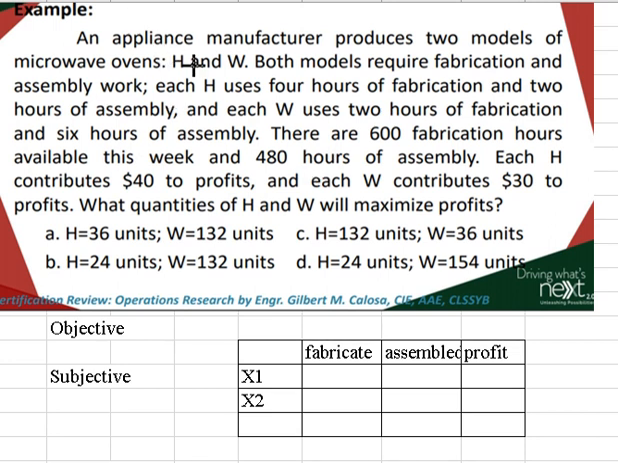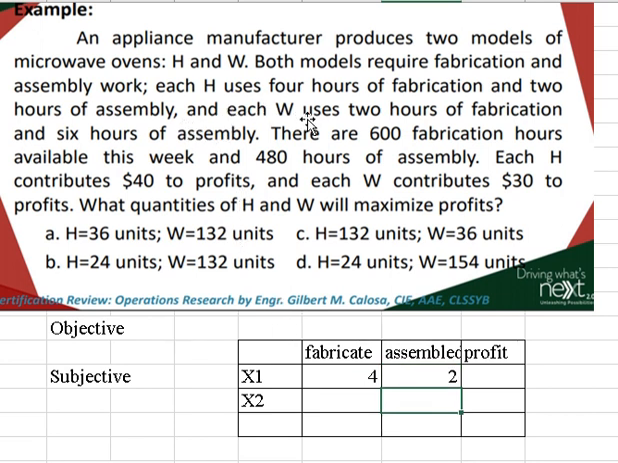For this example, may dalawa daw appliances. Ang isa daw appliance manufacturer ay nagpo-produce ng dalawang model ng microwave. Si microwave H, si microwave W. Parehas daw silang pinafabricate at ina-assemble, sabi niya. Para daw magawa si microwave H, kailangan daw ng 4 hours of fabrication and 2 hours of assembly. Let's type it on the table. Kailangan daw niya ng 4 hours na fabrication at 2 hours na assembly.